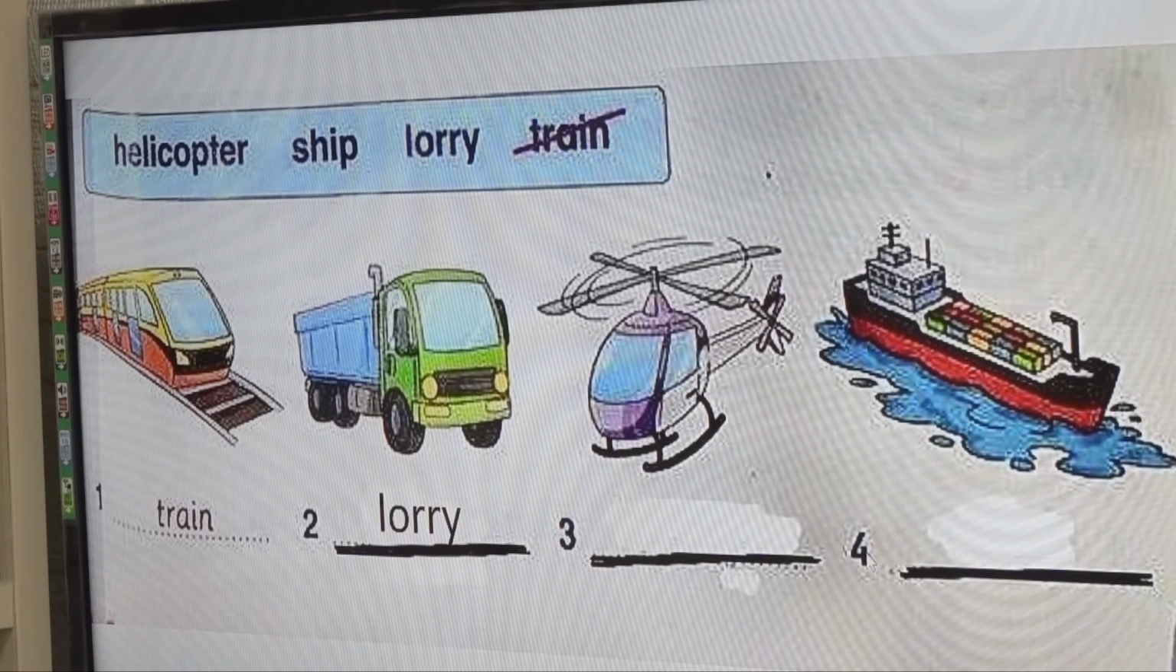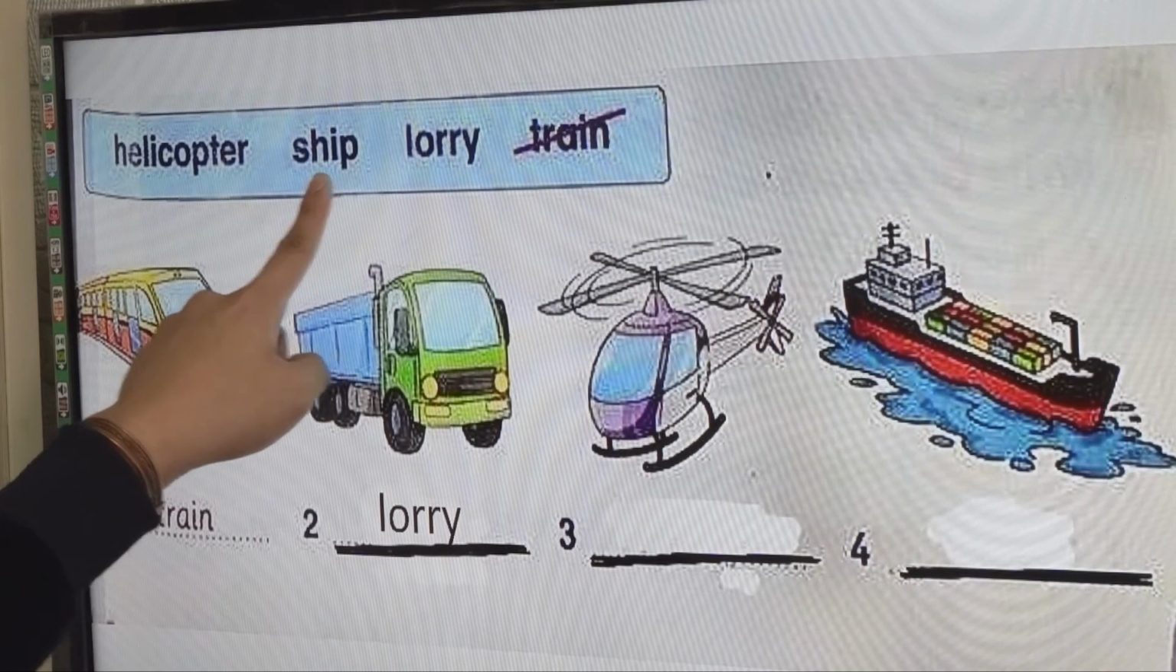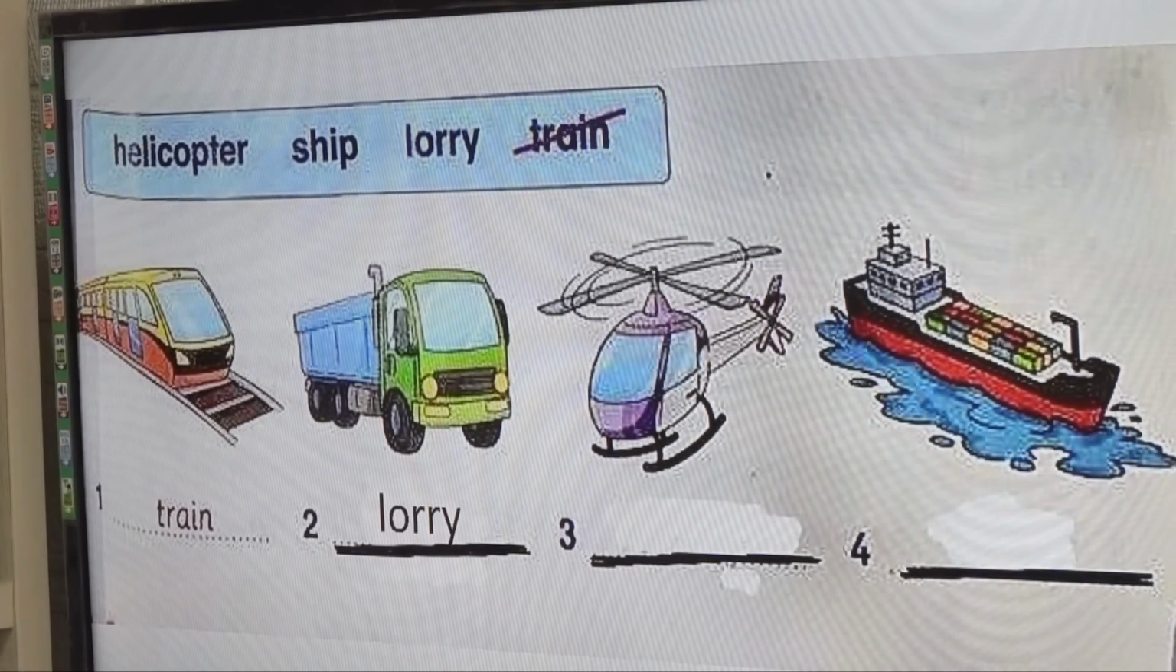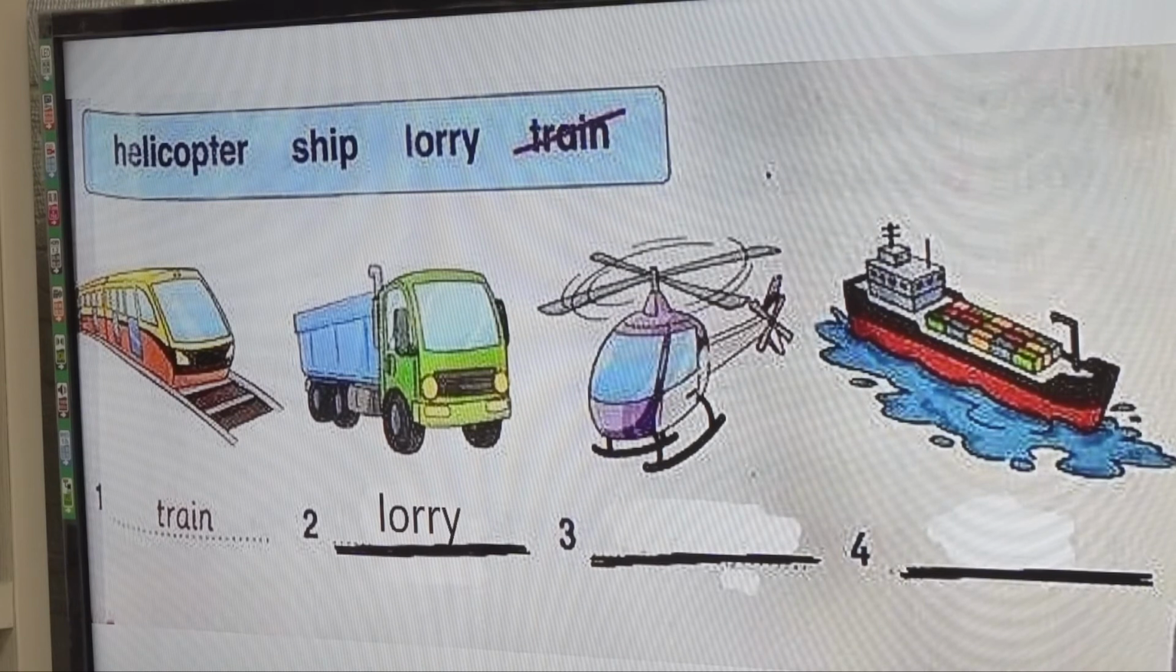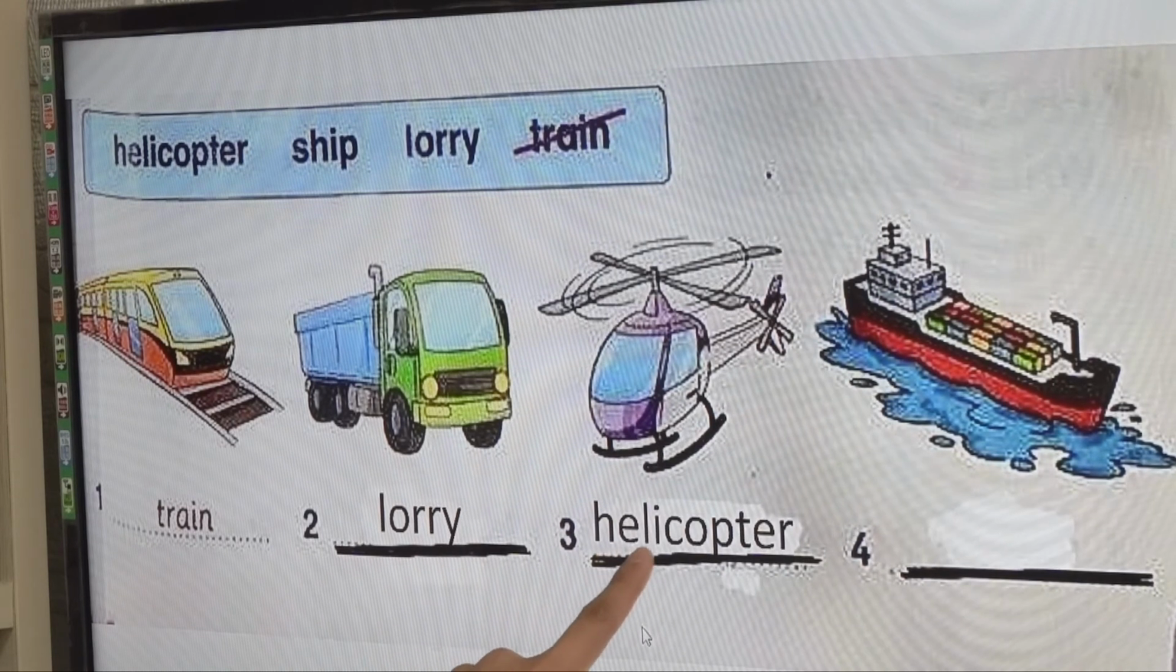Alright, what about the next one? Number 3. What is this? Flying in the sky, right? Is it a ship or a helicopter? What do you think? Okay, it's a helicopter. You're right. So please write down helicopter.